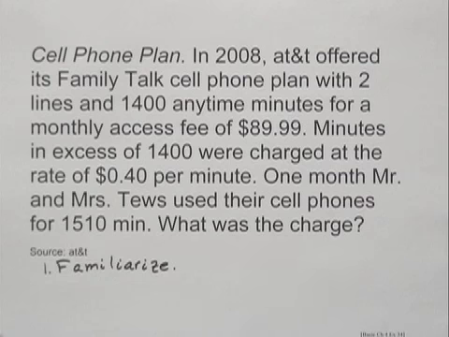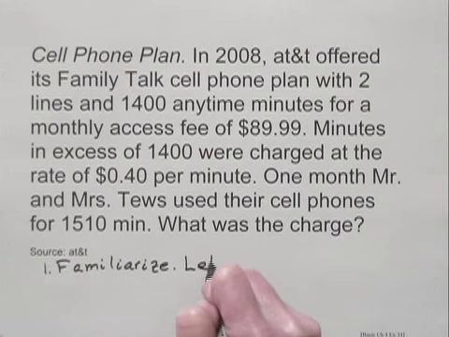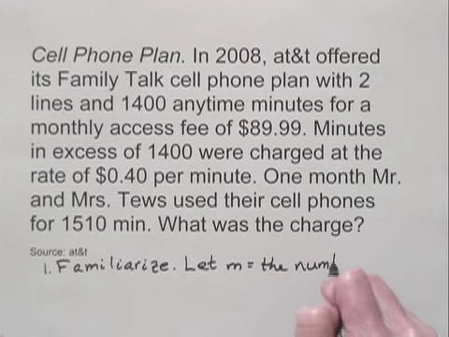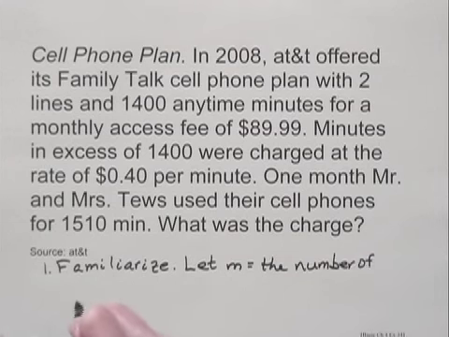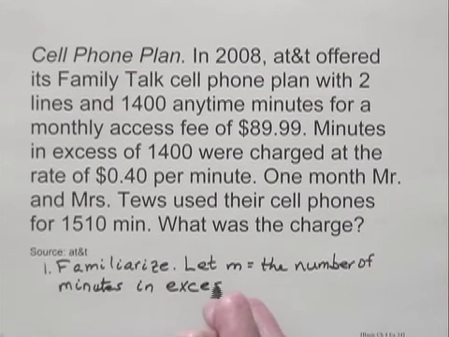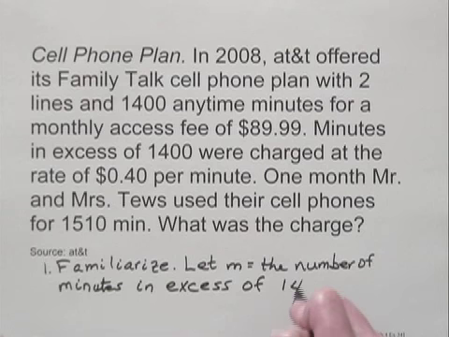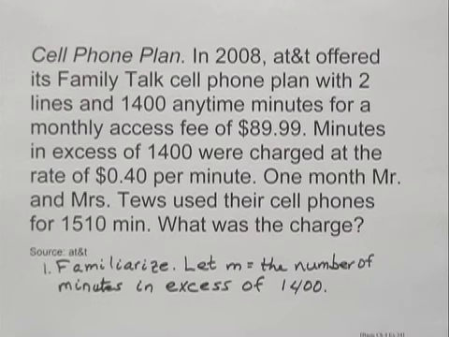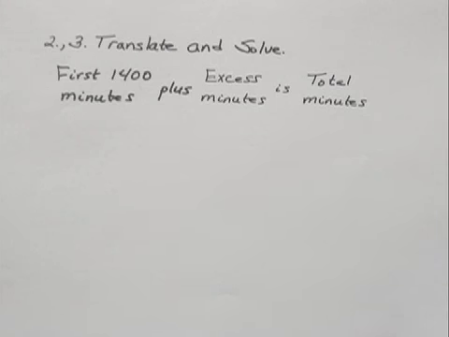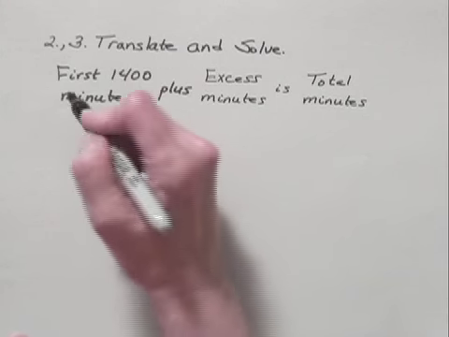And let's begin by assigning a variable to the number of minutes in excess of 1,400. Let's let that be m. So we'll let m equal the number of minutes in excess of 1,400. Now let's first find this. In this problem, since we're doing it in several steps, we're going to combine the translate and solve steps. And the first thing that we're going to find is the number of excess minutes.